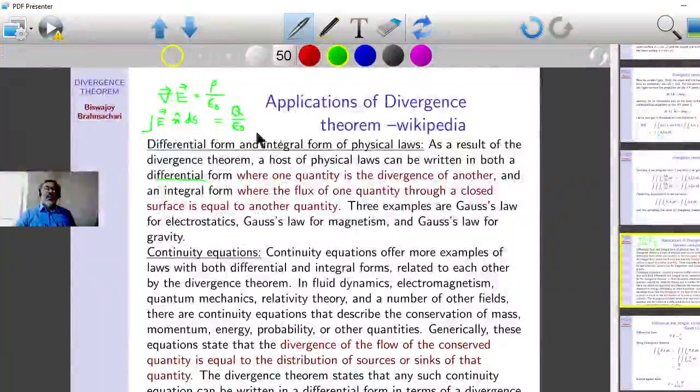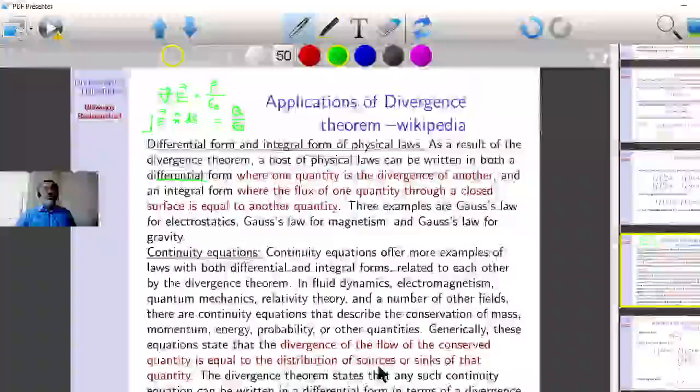In the integral form, it looks like this. So where the flux of one quantity, here left hand side is flux, through a closed surface is equal to another quantity. And also in continuity equations, divergence theorem is used. Continuity equations offer more examples of laws with both differential and integral forms, related to each other by divergence theorem. Generically, these equations state that the divergence of the flow of the conserved quantity is equal to the distribution of sources or sinks of that quantity.